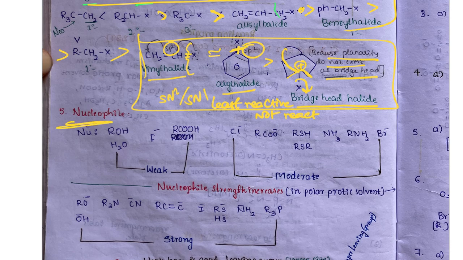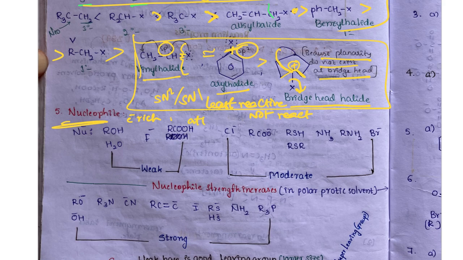Next is the character of a nucleophile. Nucleophile means what? It is an electron rich group that attacks at an electron deficient site. A base is also electron rich, but you have to remember the difference between base and nucleophile. A base abstracts the proton, while a nucleophile attacks at an electron deficient site. That is the difference.